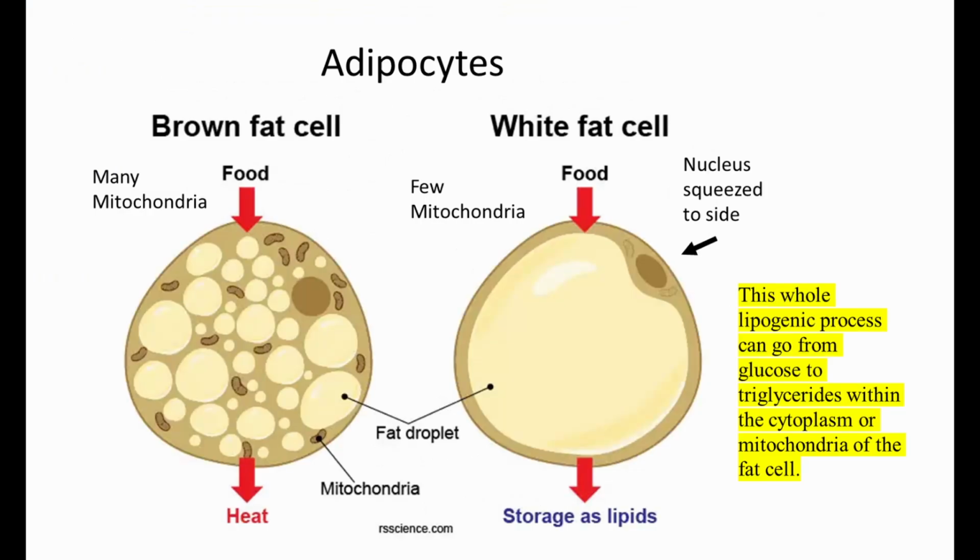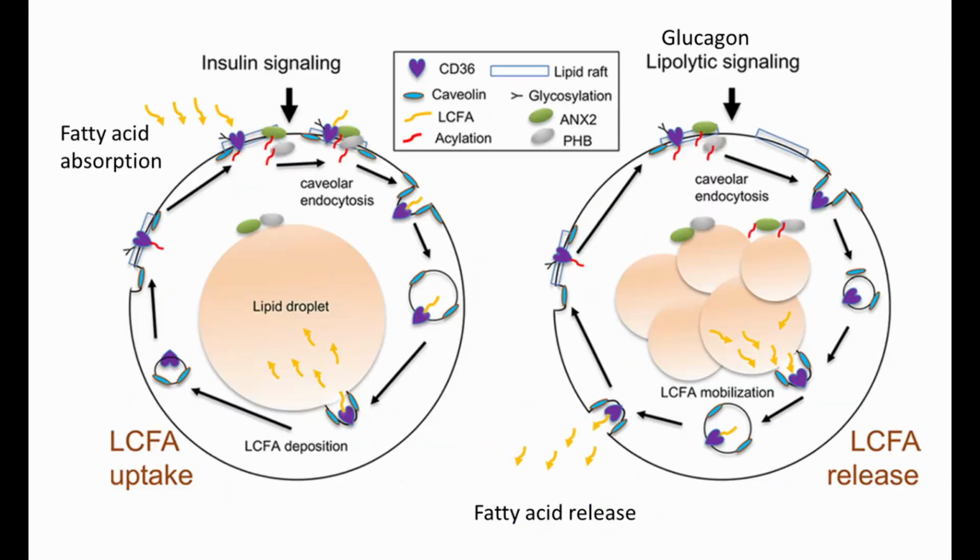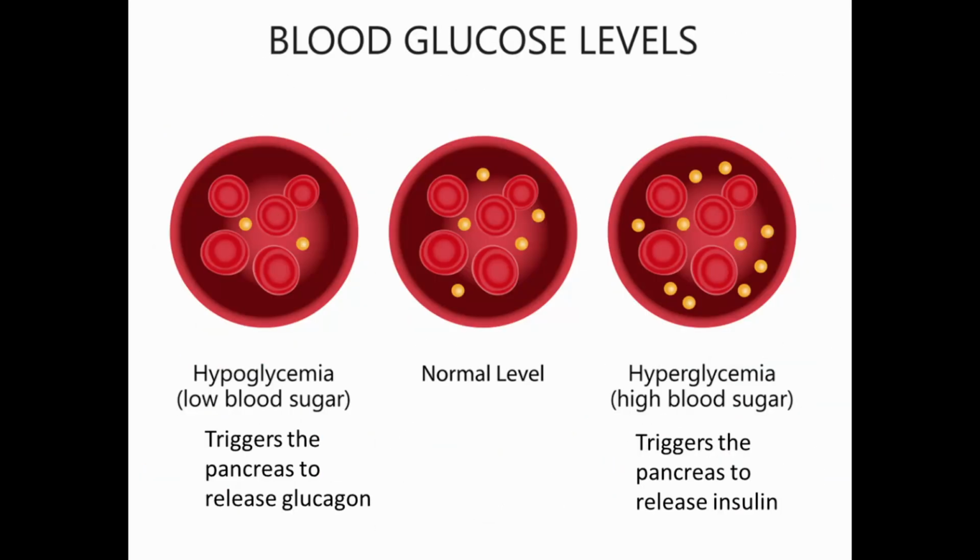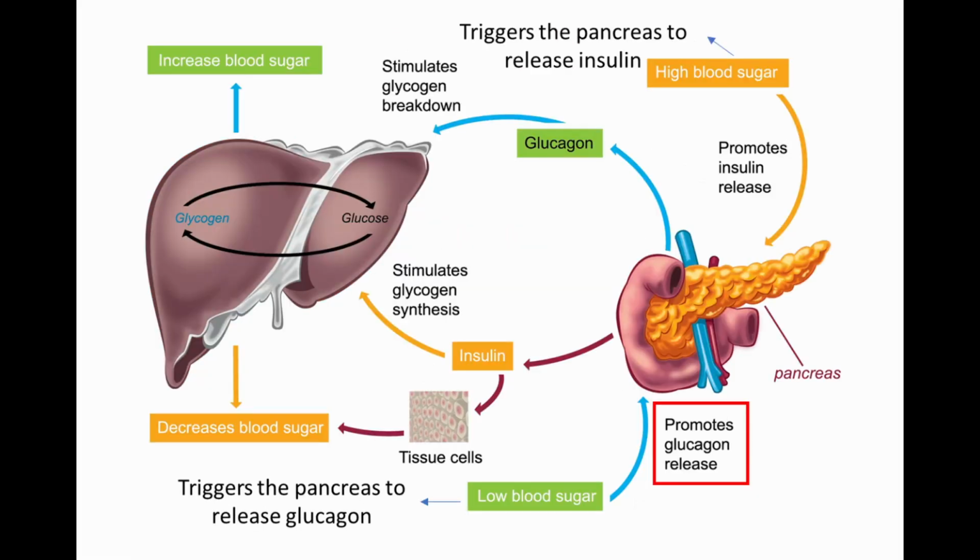This whole lipogenic process can go from glucose to triglycerides within the cytoplasm or mitochondria of the fat cell. Fat and triglycerides are only brought out of fat cell storage when glucose levels are too low or in emergency situations. The pancreas can detect the glucose level. When the glucose level falls too low, the pancreas releases glucagon, a hormone that has the opposite effect of insulin.